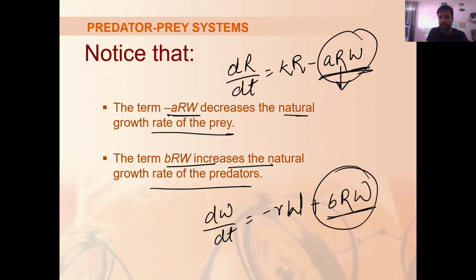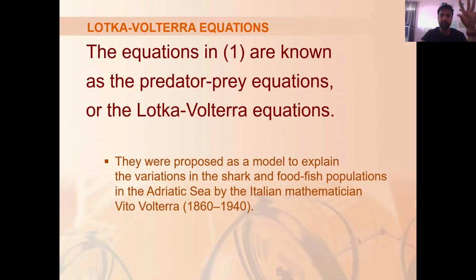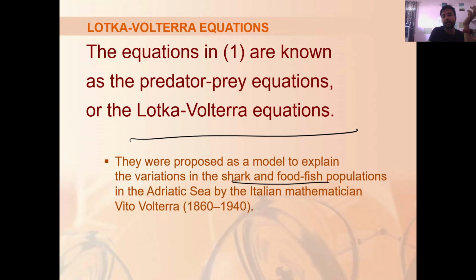So this is here, so it increases the population of wolf. Okay, so we are done up to now. These two equations basically form the Lotka-Volterra equation, and Vito Volterra was the mathematician who proposed this equation initially. Yes, he used the shark and the fish. Here, fish was prey and shark was predator in the Adriatic Sea.